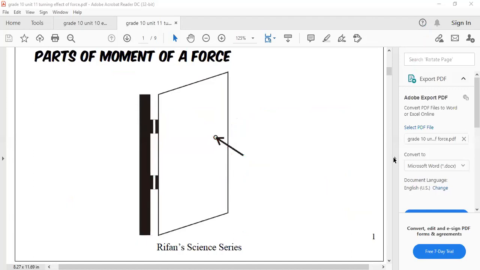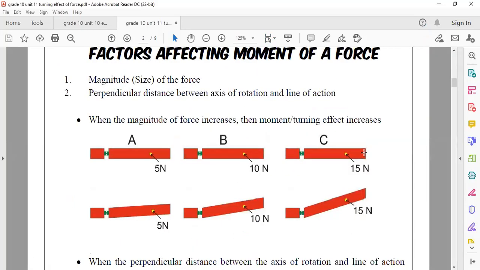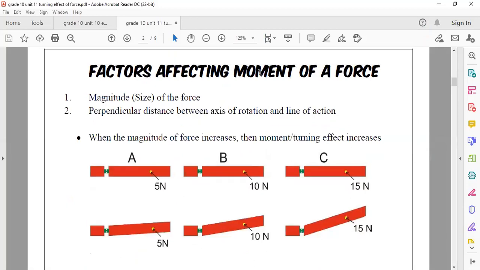Now, there are two factors affecting the moment of a force. You know, what is moment of a force? How much it is turning. எவ்வளவு திரும்புது, எவ்வளவு திறக்குது. That is moment of a force. That moment of a force depends on how many factors? Two factors.